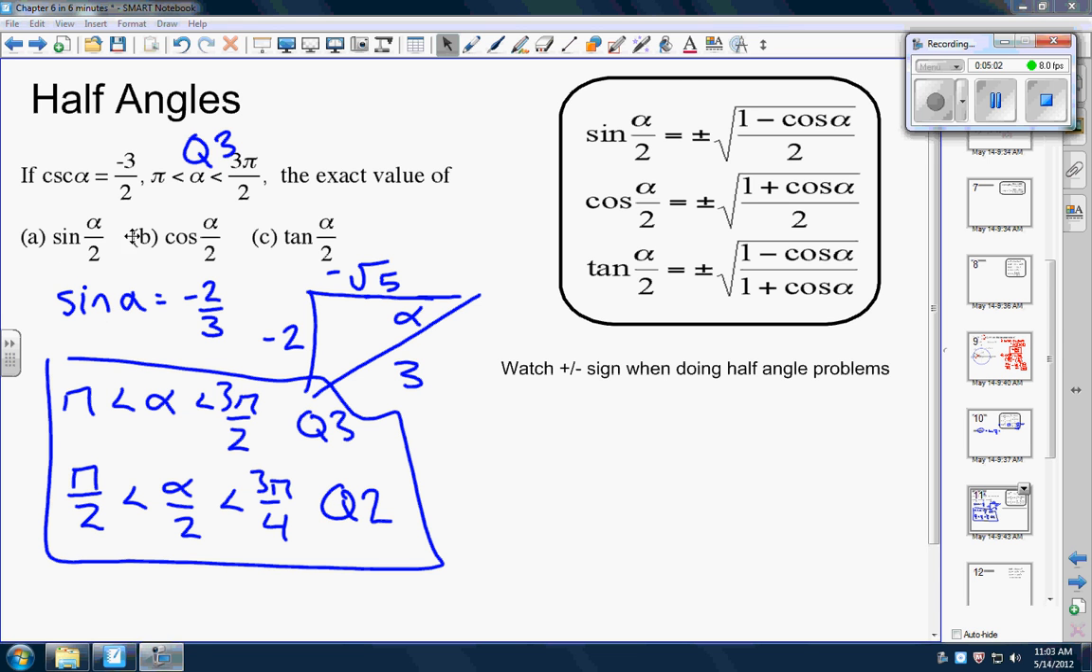That means if I'm doing a sine, it's going to be positive. So I'm going to take the positive value there. If I'm doing a cosine, quadrant 2s are negative. So I'm going to take that there. If I'm doing a tangent, they're negative as well. So I'm going to take that value there. Okay. And again, this alpha, in this case, it doesn't matter what it is because we have the triangle here.